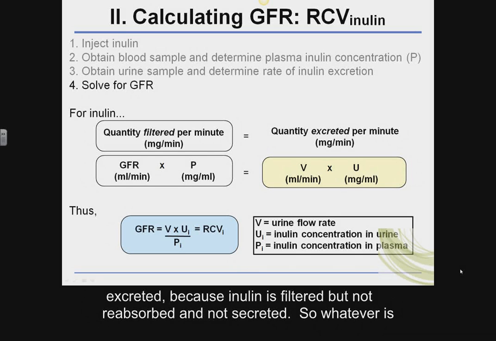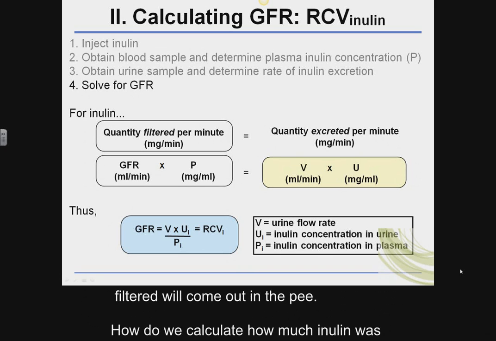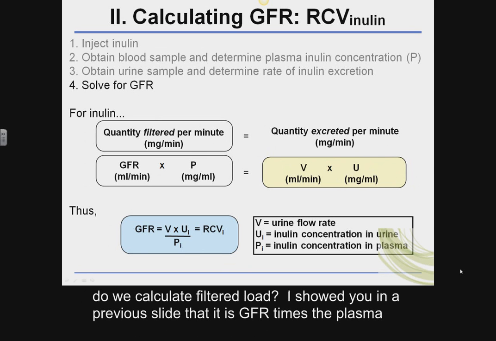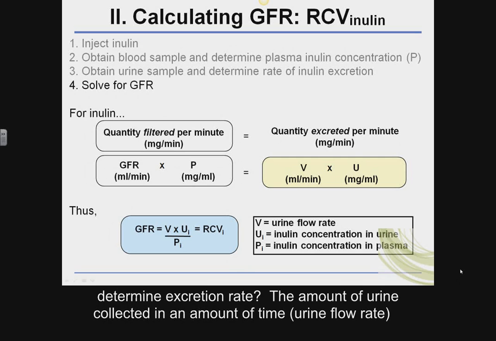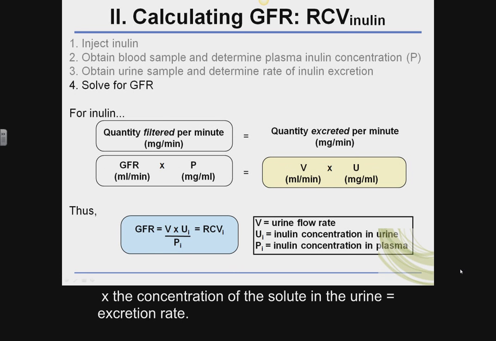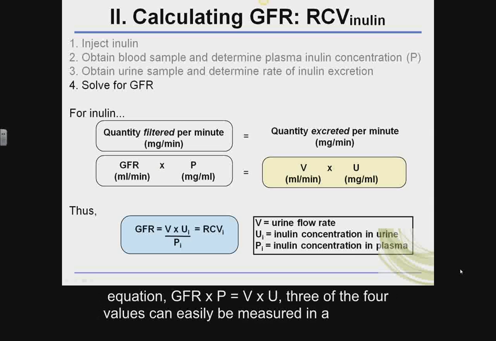How do we calculate how much inulin was filtered? How do we calculate filtered load? I showed you in a previous slide that filtered load is GFR times the plasma concentration of inulin. It has to equal what was excreted in the urine. How do we determine excretion rate? It's the amount of urine collected in an amount of time, urine flow rate, times the concentration of the solute in the urine. That gives excretion rate. If you look at this equation, GFR times the plasma concentration of the solute equals urine flow rate times the urine concentration of the solute.